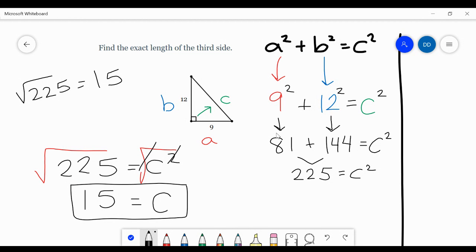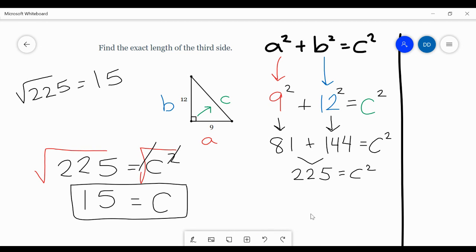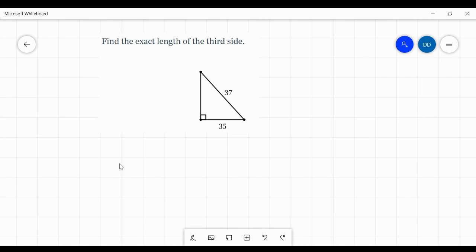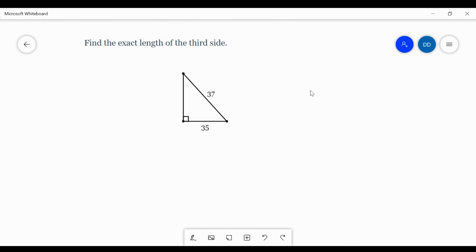We're going to take a look at one more example where it's similar, but it's not the exact same thing as this. So I'm going to just move over here. So it's asking the same thing. Find the exact length of the third side.